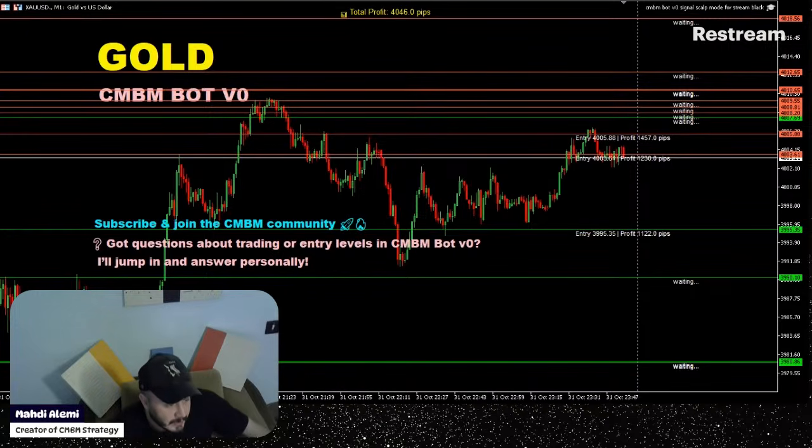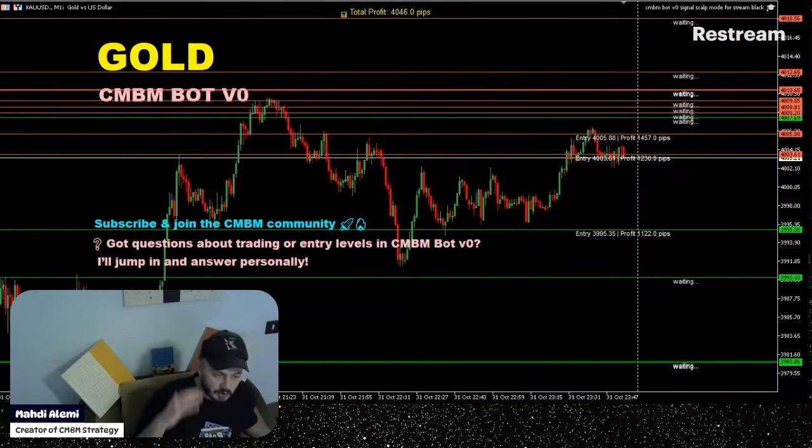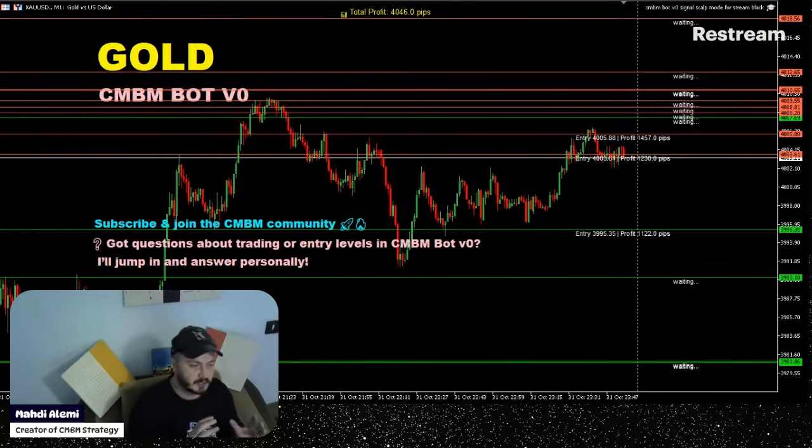Overall, always check where your main strategy gives you an entry signal. If you see that a CMBM level also comes from that point, then you can enter the trade with confidence. Remember, combining your personal strategy with CMBM levels can multiply the power of your trading.